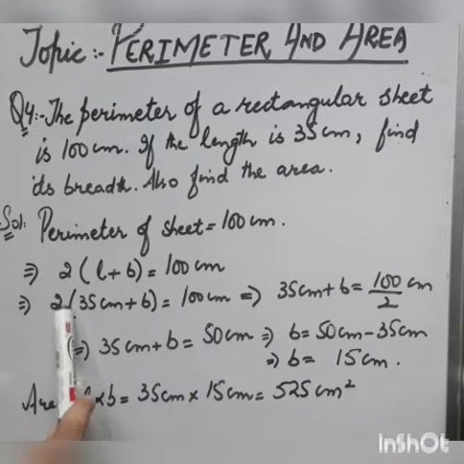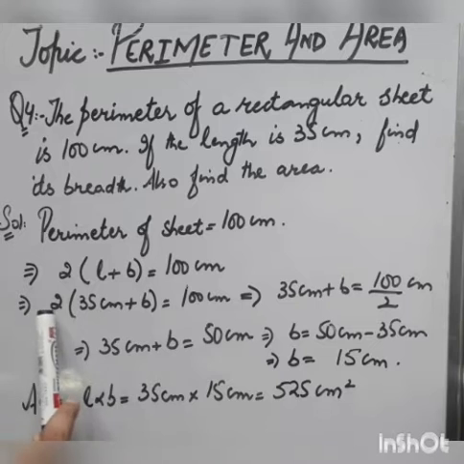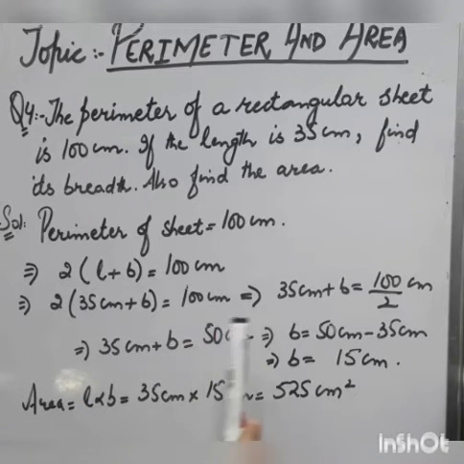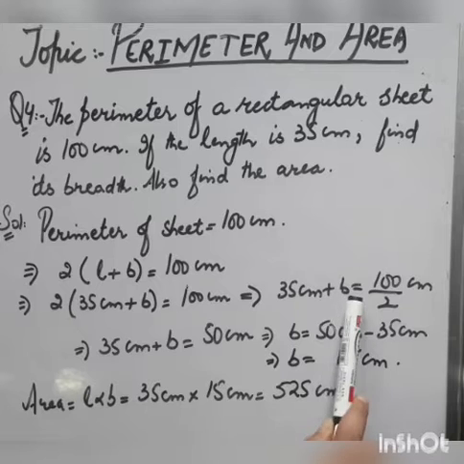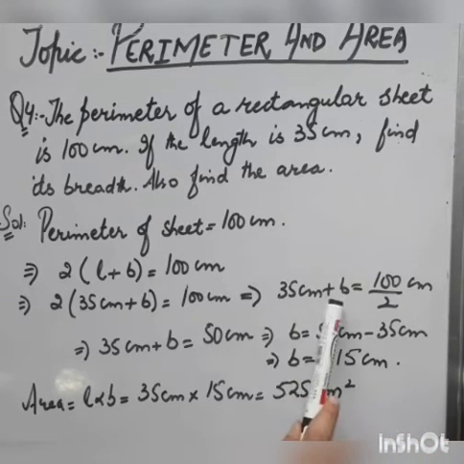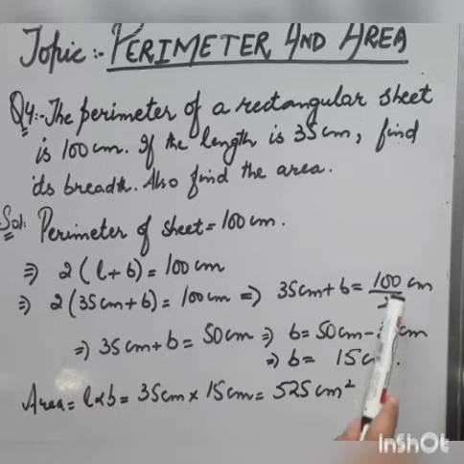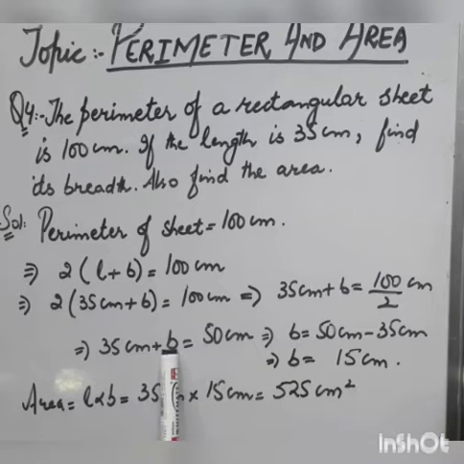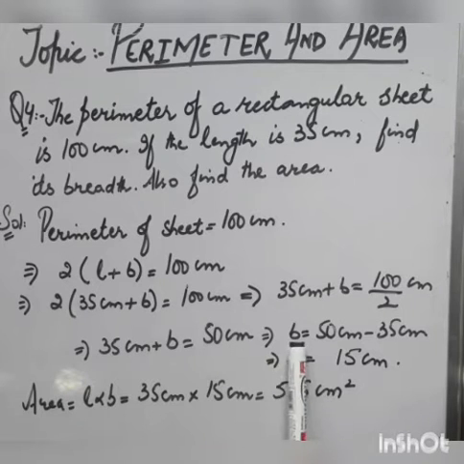Clear? Now this 2 is in multiplication with this. When shifted to this side of the equation, it will go into division. So this 35 centimeter plus B is equal to 100 divided by 2 centimeter. Now this 35 centimeter plus B is equal to 100 by 2 is 50 centimeter. Now this 35 centimeter is an addition with this breadth. When shifted to this side of the equation, it will go into subtraction. So breadth is equal to 50 centimeter minus 35 centimeter. So breadth is equal to 50 minus 35 is 15 centimeter.